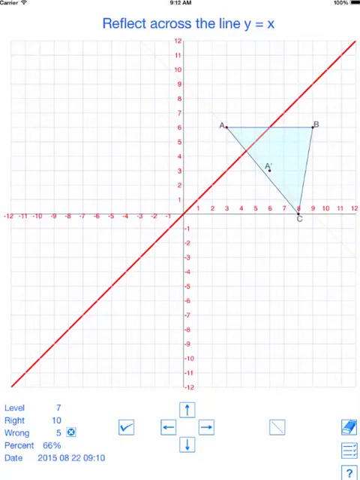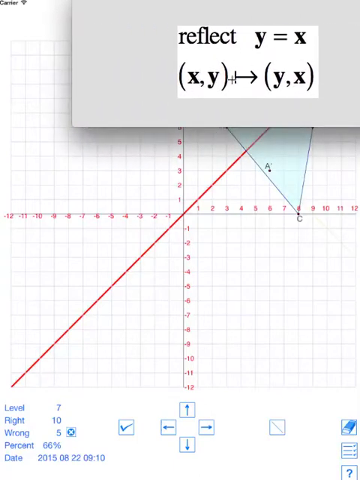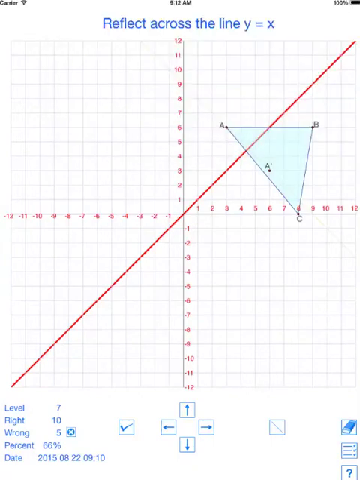I could also use the shortcut. Notice what happens with our A point. Our A was 3, 6, and our A prime is 6, 3. So notice the x's and y's just switch positions. Alright, so the shortcut for reflecting across the line y equals x is that the coordinates just switch position. So xy becomes yx. So let's use that trick for B. B is at 9, 6, so B prime is going to be at 6, 9. And the C is at 8, 0, so C prime is going to be at 0, 8. And that's it. And click the check button to check to see if you're right.